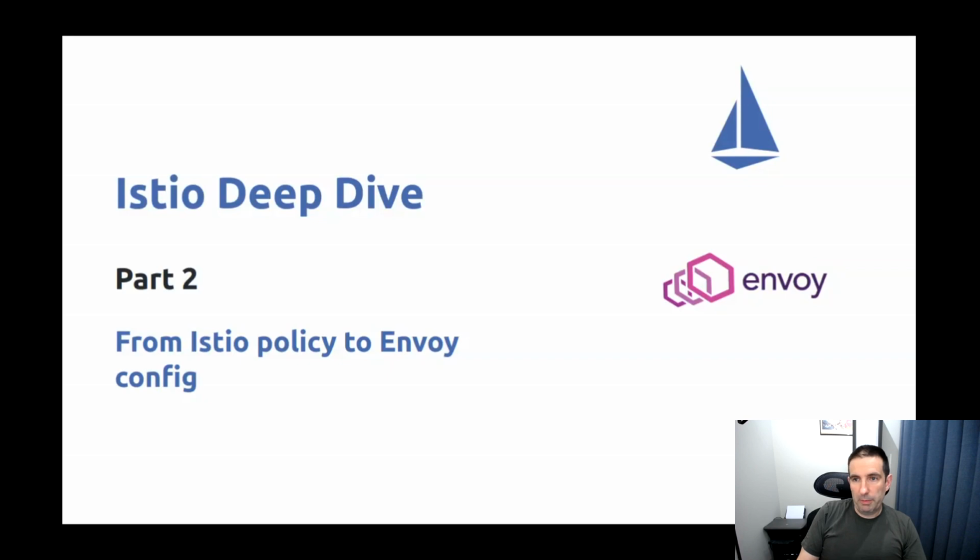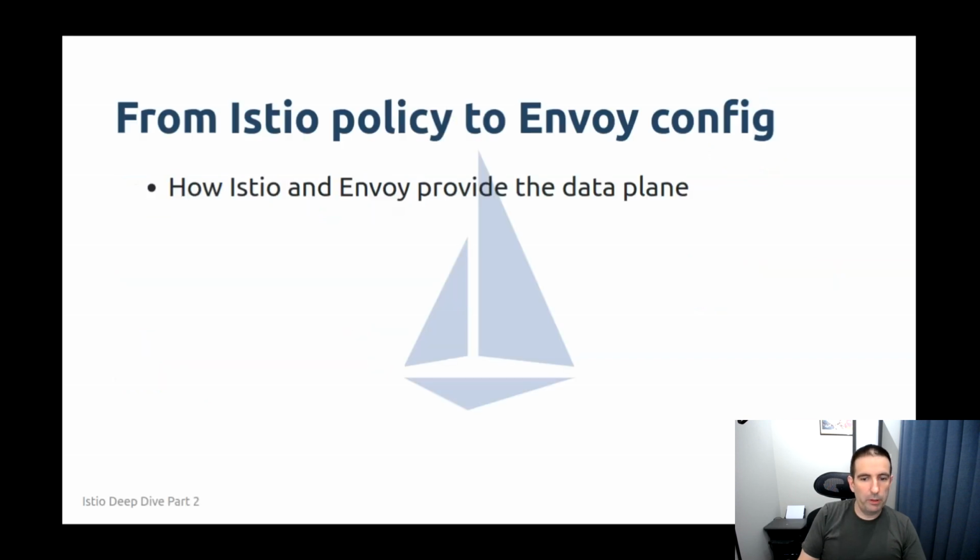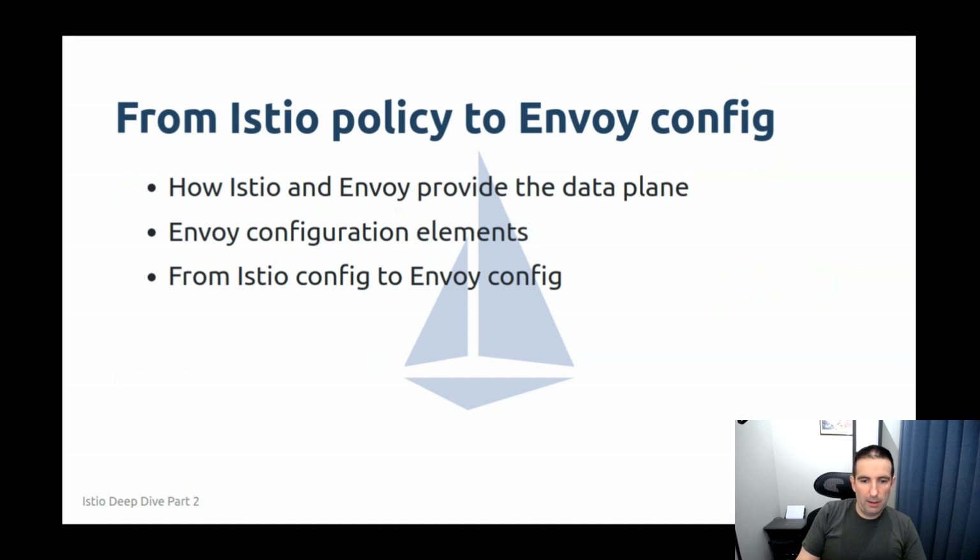If you want to start from the beginning of the series, you can find a link below to the first video. So the first thing we're going to do today, we're going to take a look at how Istio implements the data plane. We're going to take a look at some of the Envoy configuration elements and how we go from the Istio configuration to the Envoy configuration.